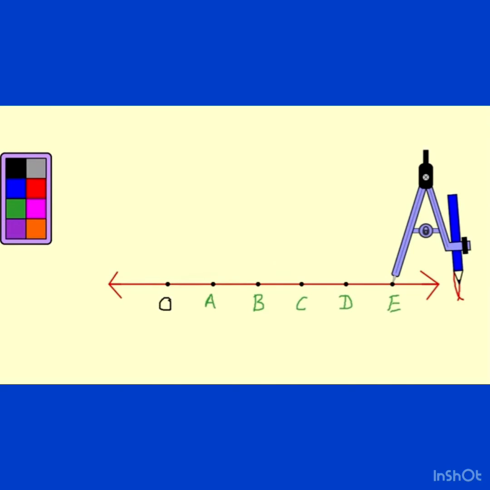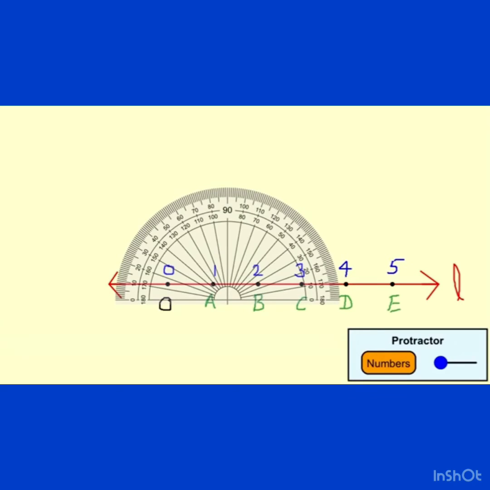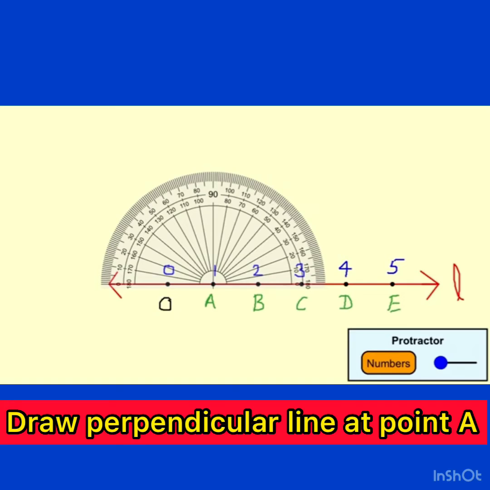After that, what to do? Yes, we will mark here point, as you can see that this is the number zero. This point O represents 0 and this is 1. This is 2 and this is 3 and this one is 4 and let this one is 5. So line L is converted into the number line.